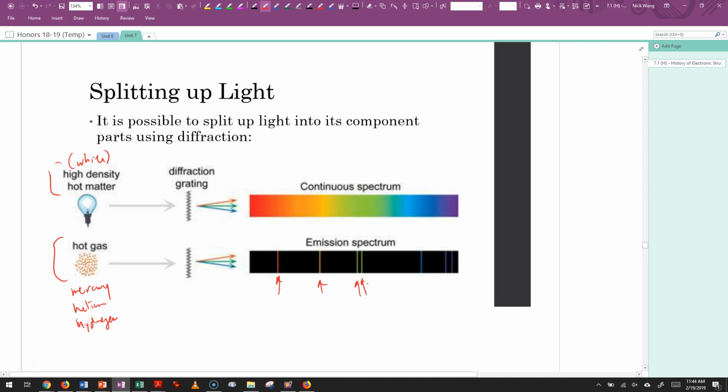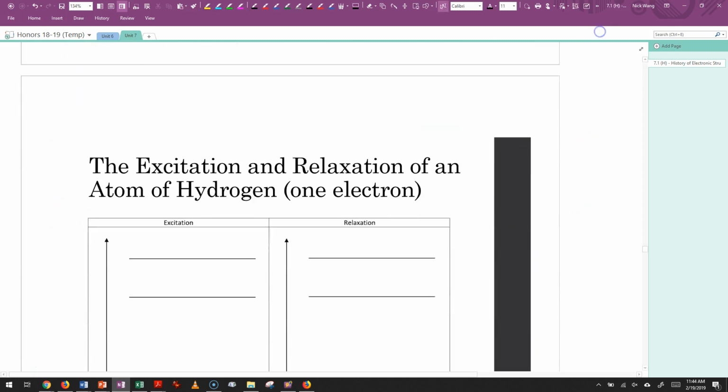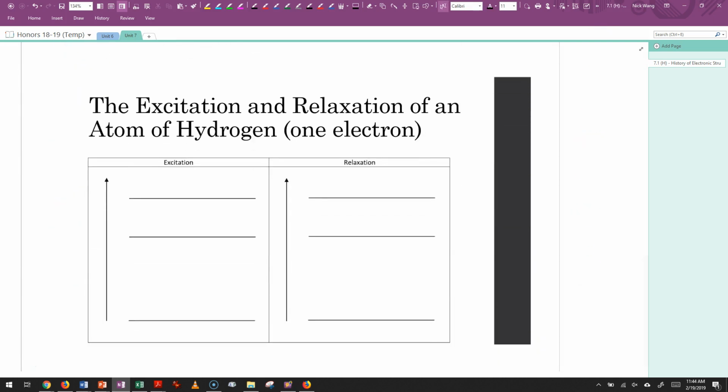And that's consistent with this idea of quantization, right? That there's no in-between, right? You don't see any colors being emitted within these dark areas because that's not allowed. And so this diagram helps us visualize this.